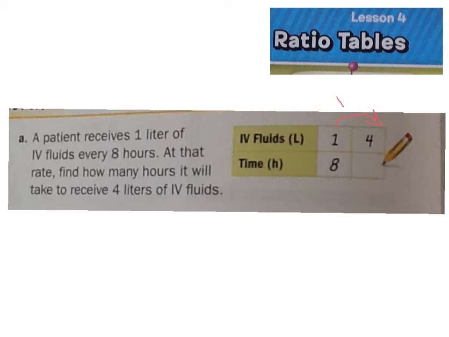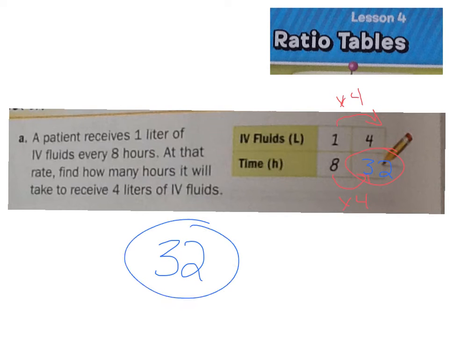Well, 1 times 4 would give me 4. So I know that I have to then take 8 times 4 to give me what I'm looking for. And I know that 8 times 4 is 32, so my answer is 32.